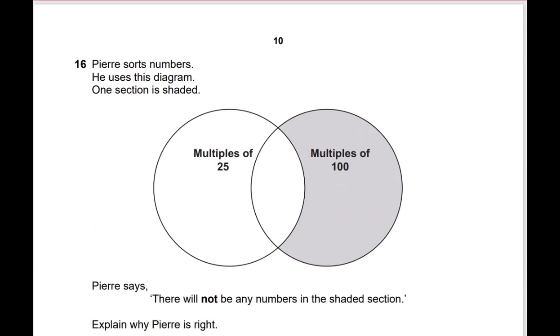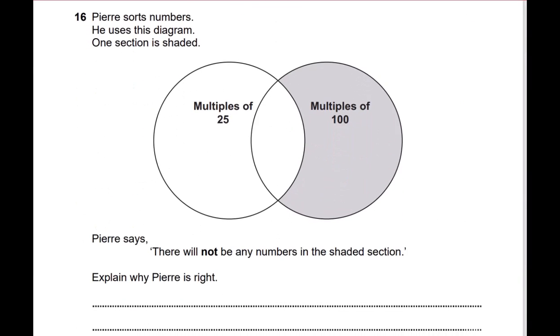Next, question 16. Here is a Venn diagram. One section is shaded, which is multiples of 100, and the white one is multiples of 25. This is the intersection. Here it says there will not be any numbers in the shaded section. Explain why here is right. So there will be no number in here, because this is the shaded section.